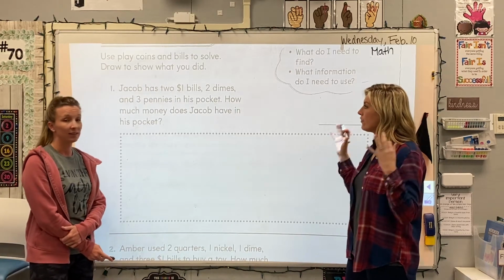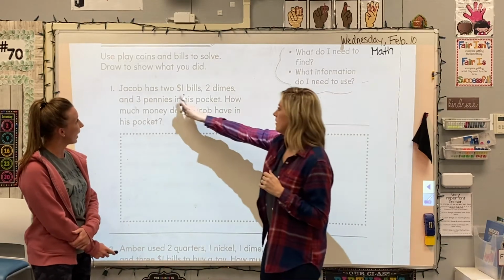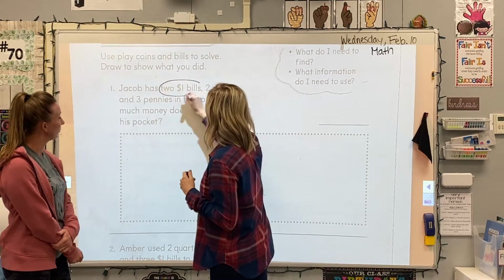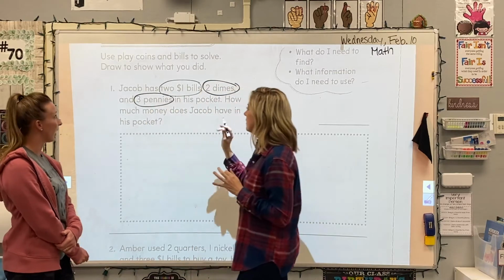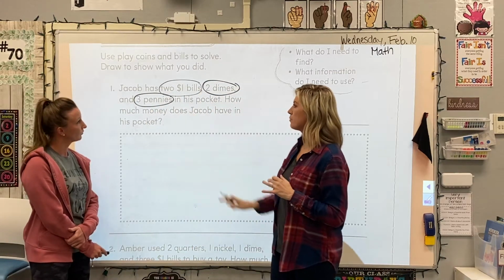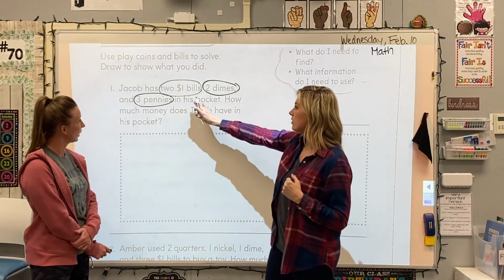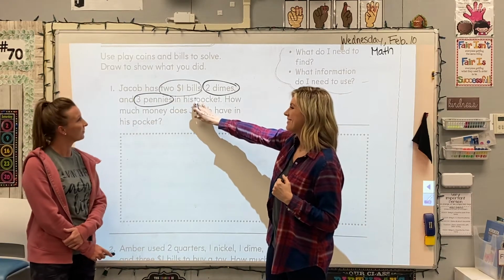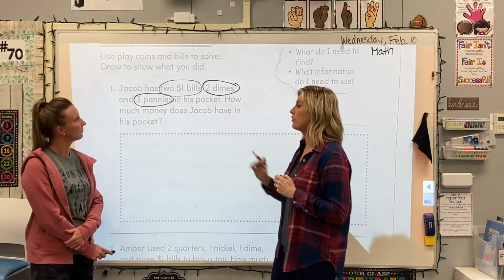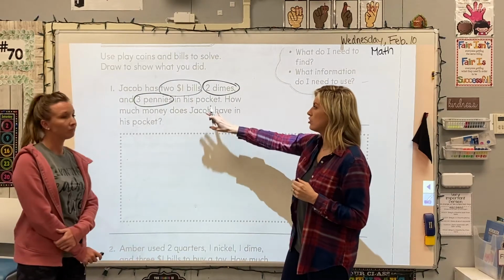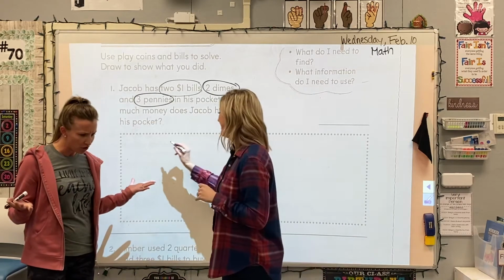Okay, so I think the first step we should do is circle all the money, the amounts of money we see in the problem. So 2 $1 bills, 2 dimes, and 3 pennies. Okay. Now that we know where all of our money is in the problem, we want to represent it by drawing a picture of that money. So as usual, let's start with the highest value of money we have. And that would be the $2 bills. Not $2 bills, two $1 bills. Sorry. Wait, how do we draw a dollar bill?